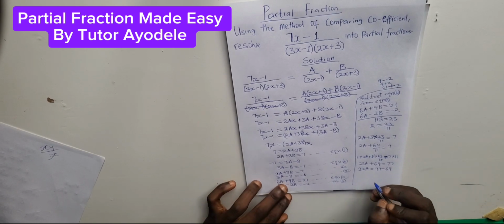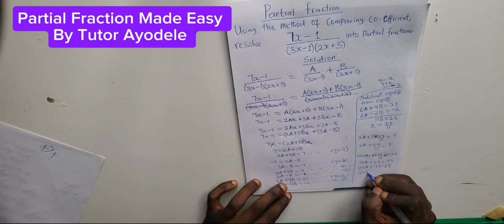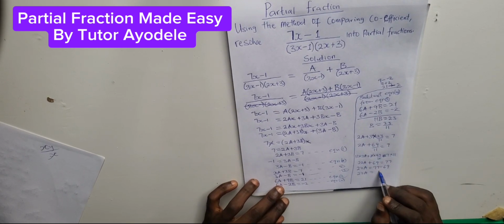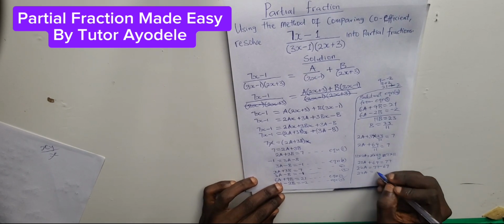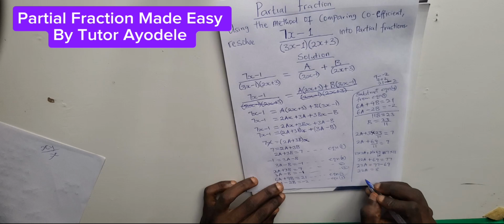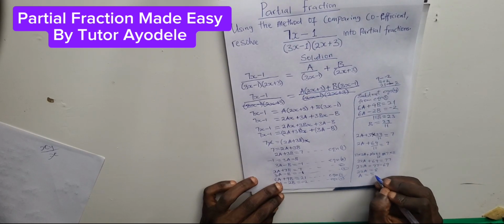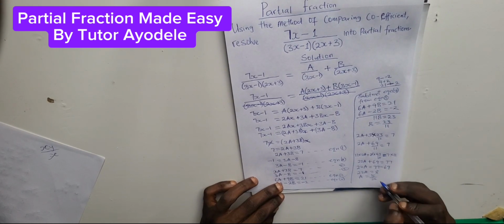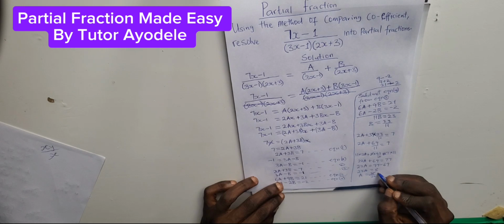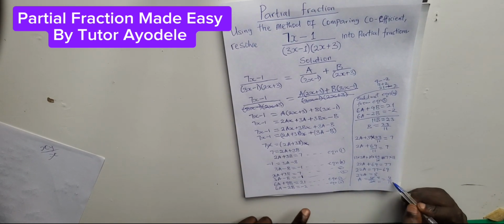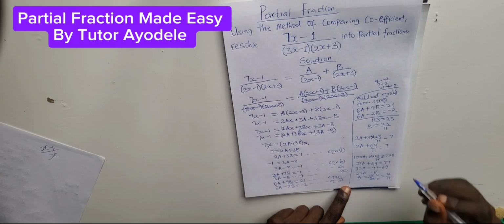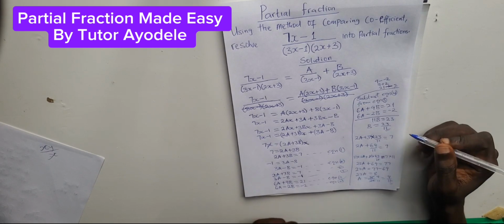So I have 22a equals, if I subtract 69 from 77, that will give me 8. So a equals 8 over 22. If I divide it, 2 into 8 is 4, and 2 into 22 is 11. So a equals 4 over 11. I've gotten the value of a to be 4 over 11, and the value of b to be 23 over 11.